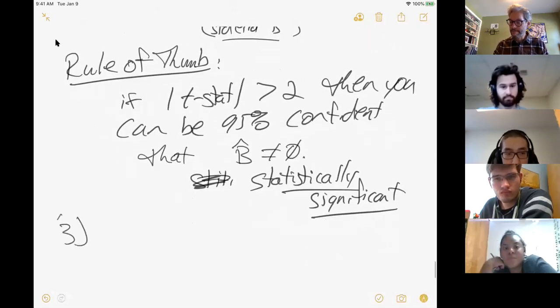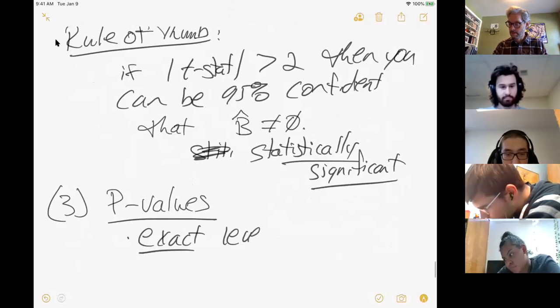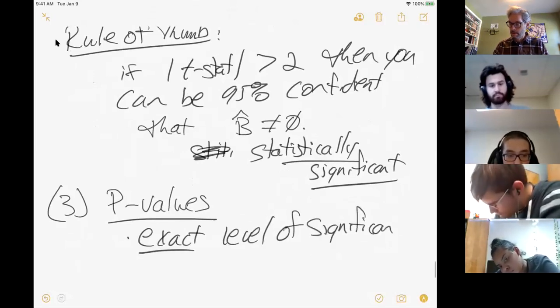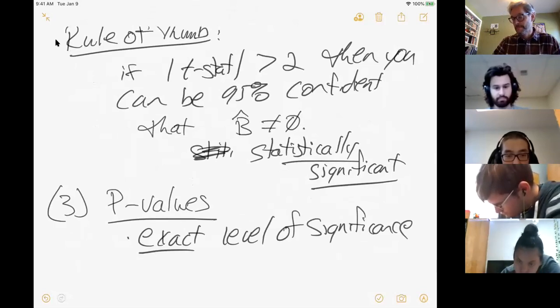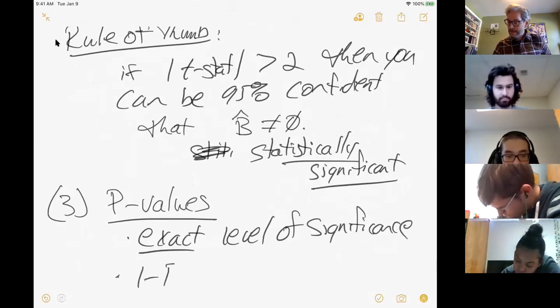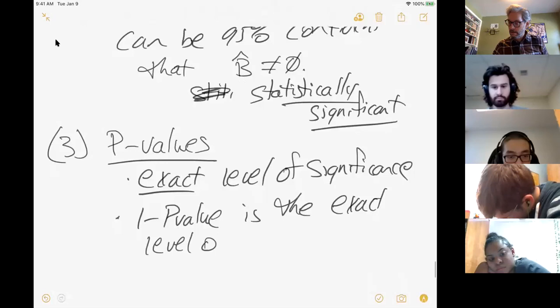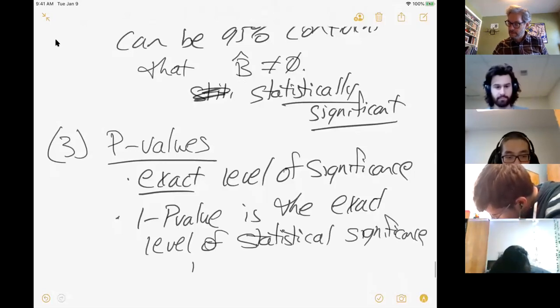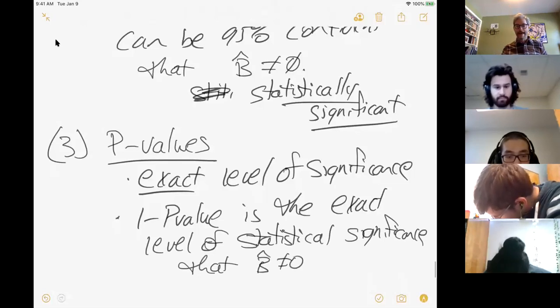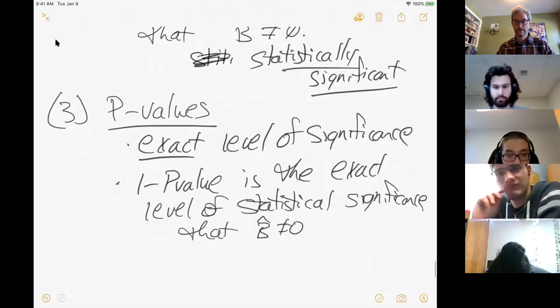T-statistics are closely related to p-values. In fact, oftentimes in most of your papers, when they report a t-statistic, they will also report p-values. So 1 minus the p-value is the exact level of statistical significance that beta hat is not equal to 0. So it's 1 minus the p-value is the exact level of significance that beta hat's not equal to 0.